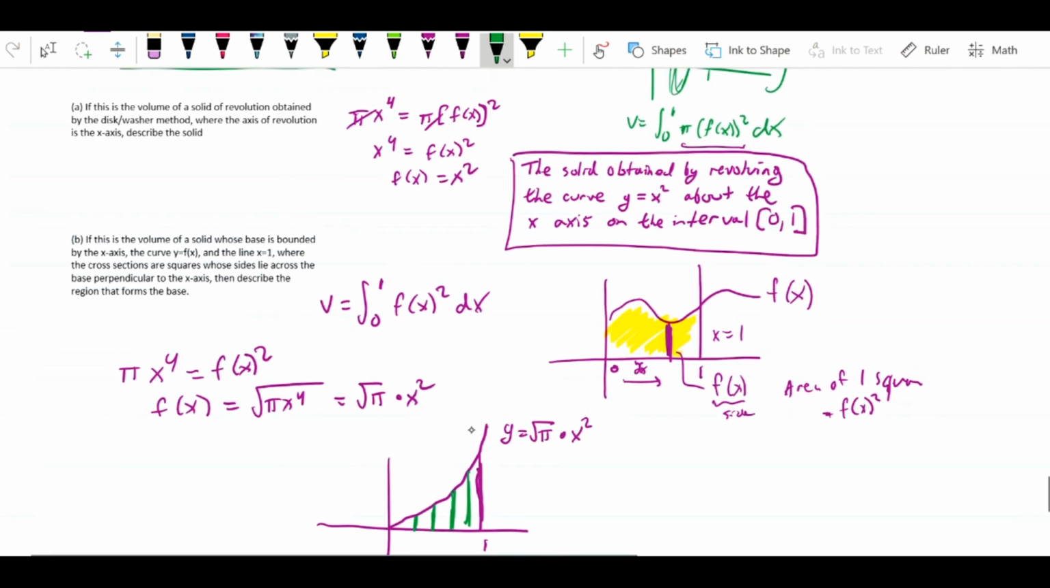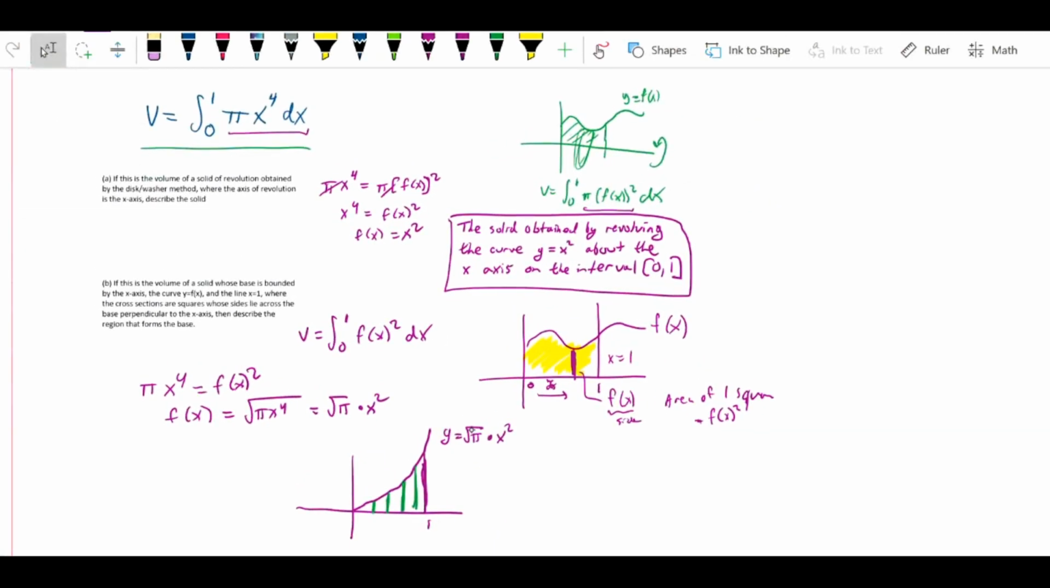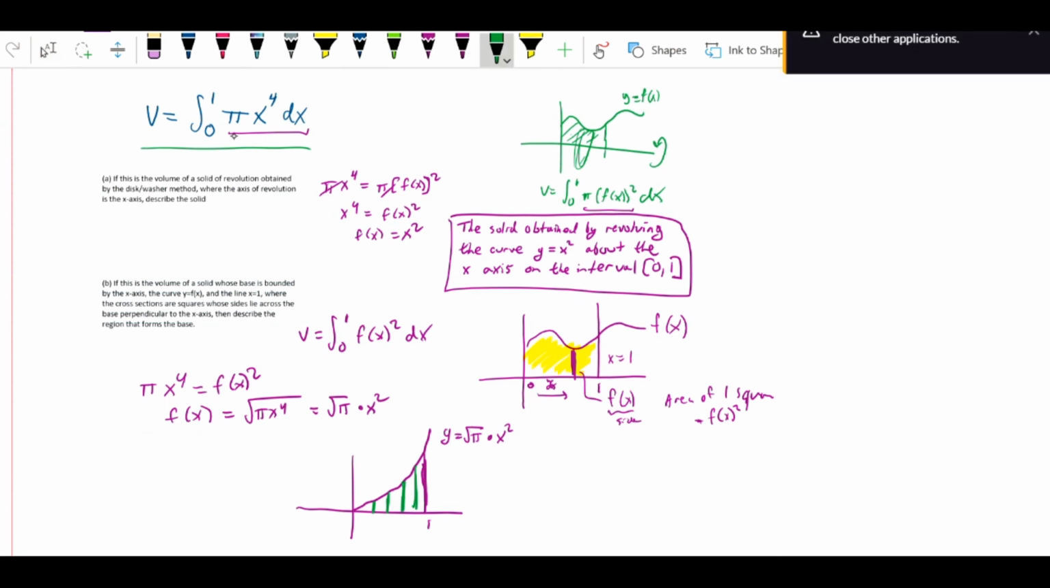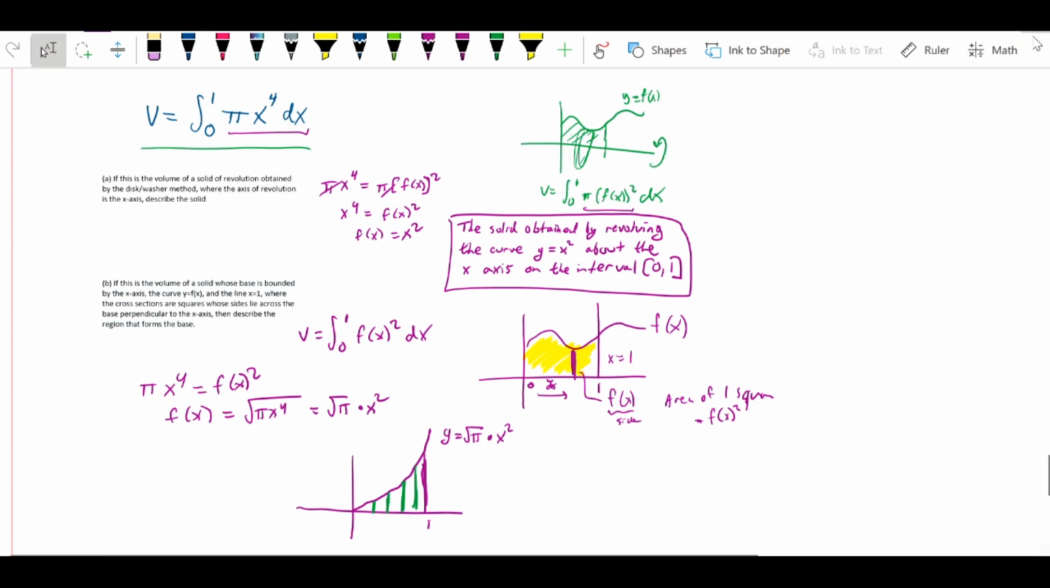In fact, it shouldn't surprise you that I can interpret this same integral as just the area under the curve pi x to the fourth on the interval 0 to 1. There's no particular reason that that's not a valid interpretation.